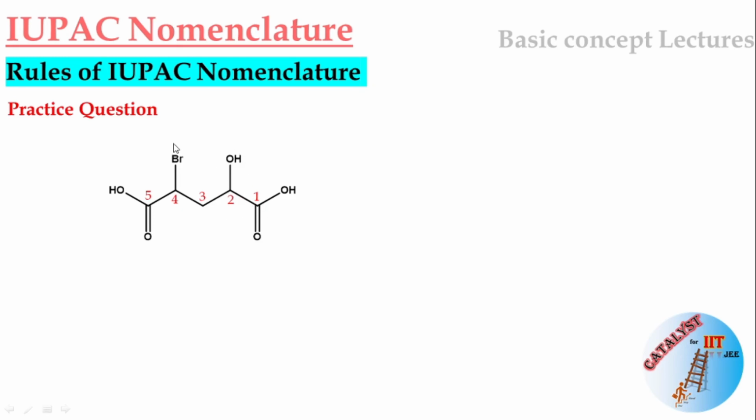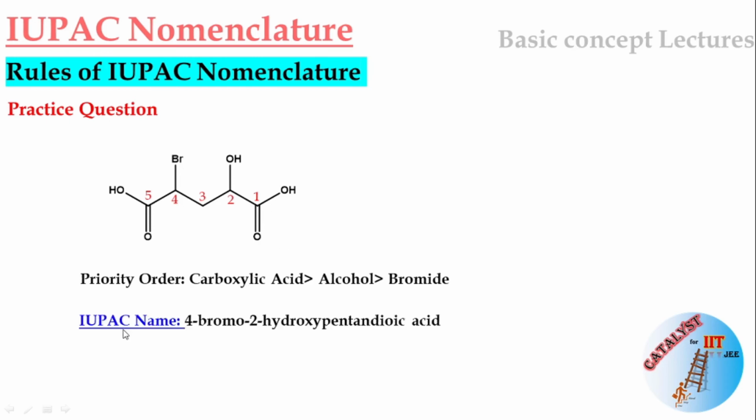You have to prioritize your hydroxy functional group rather than this bromine functional group, and the priority rule says carboxylic acid, then alcohol, then bromide. Okay, so we have chosen in this manner only. So the IUPAC name will be 4-bromo 2-hydroxy pentanoic acid. Why have I added this hydroxy? Why shouldn't I have added this? I could also write it like this, pentane dioic acid, right?